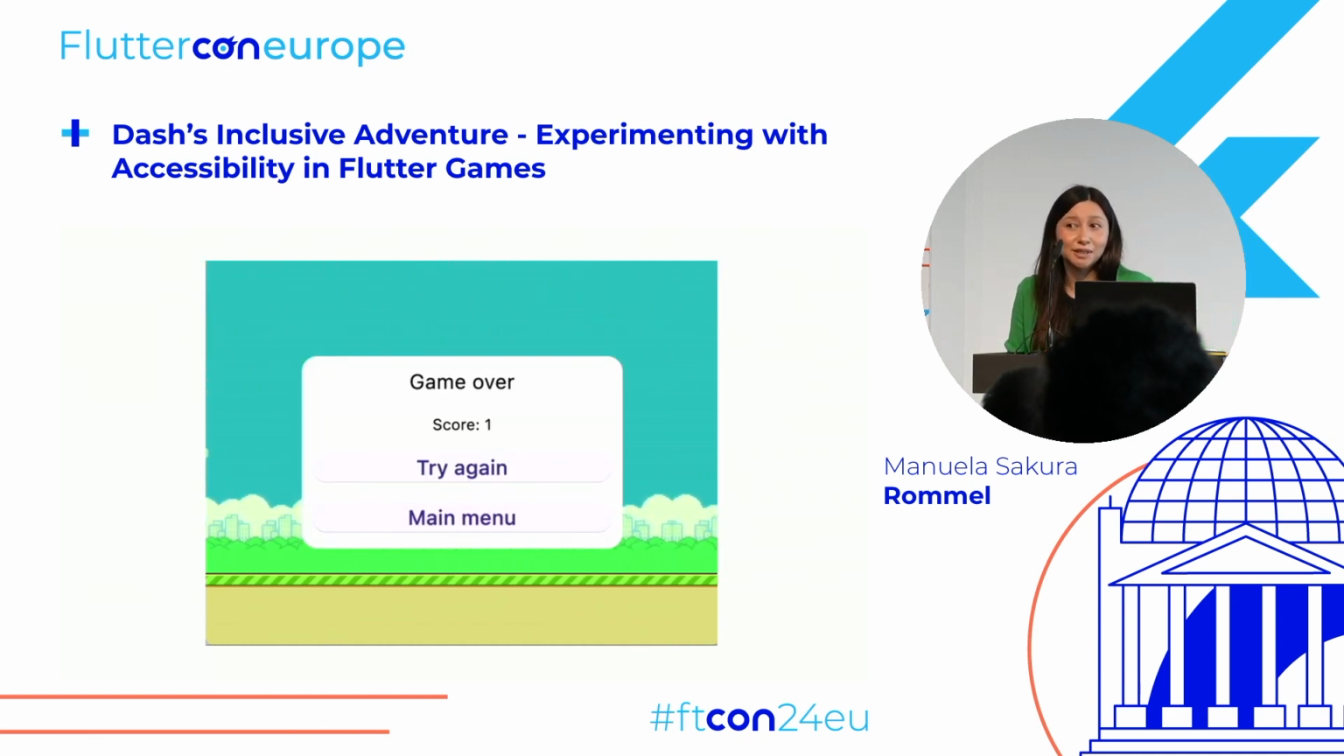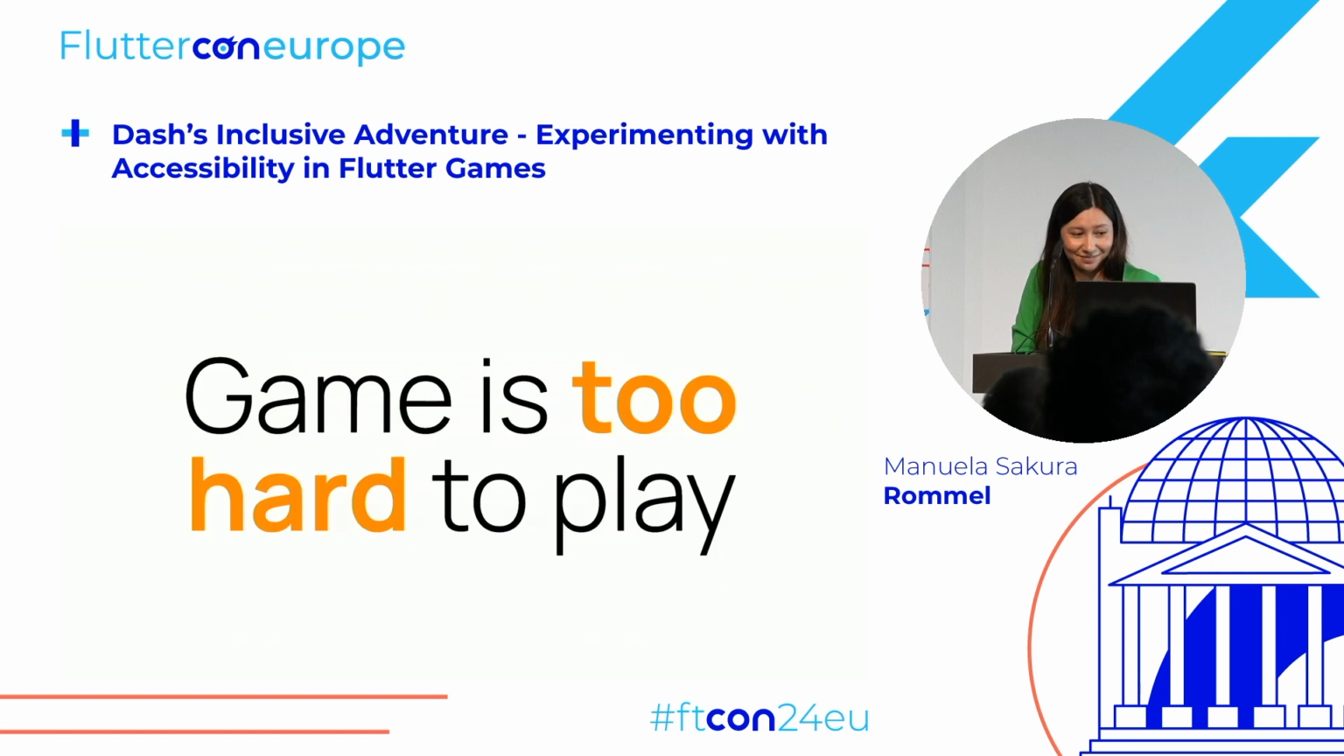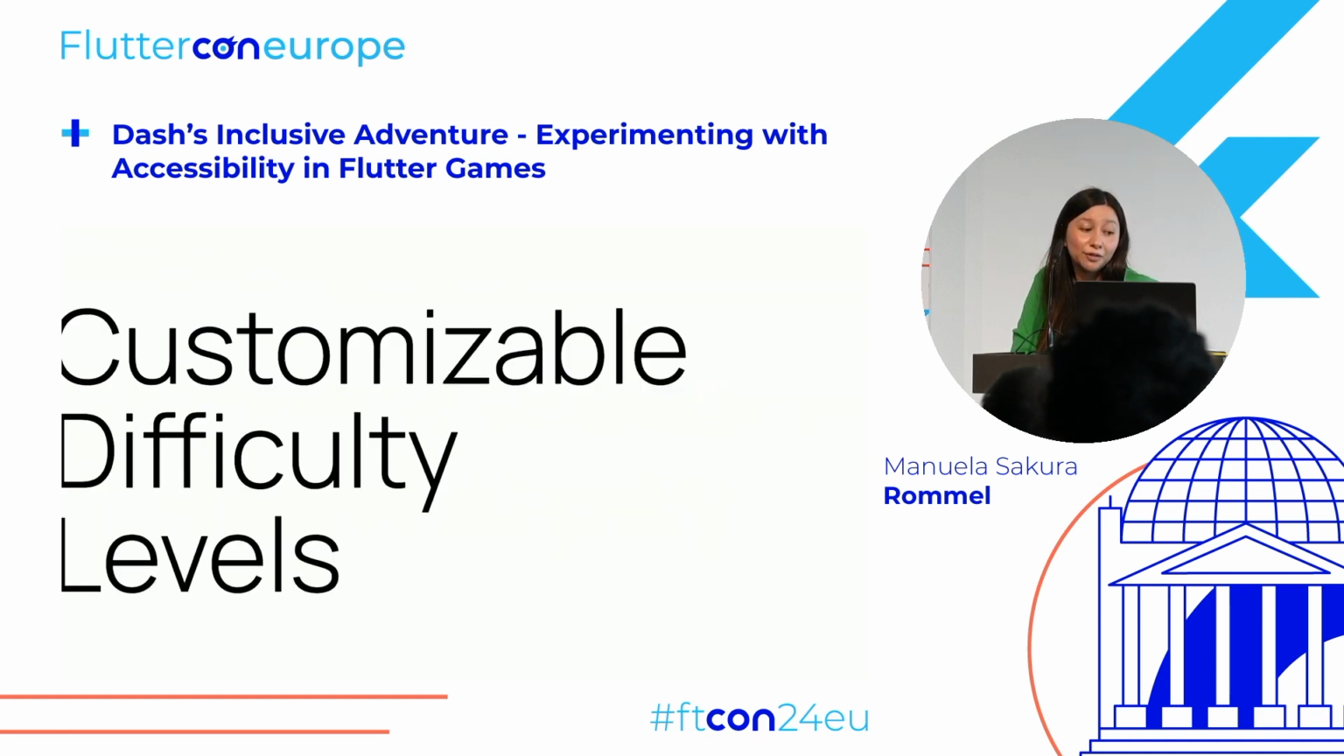So that also brings us to our first problem. I played that game. The game is too hard to play. That's actually an accessibility problem, and we can easily mitigate that with customizable difficulty levels, as I talked about before. So the most basic way is to have easy, medium, and hard levels for a game. But that might be too easy for some people.